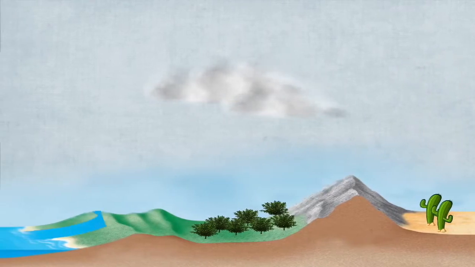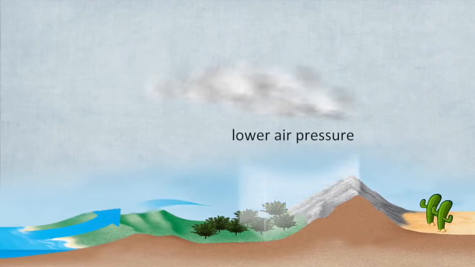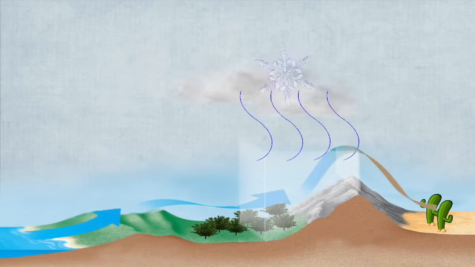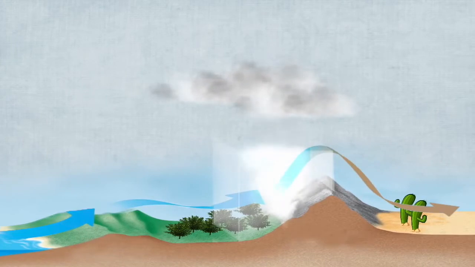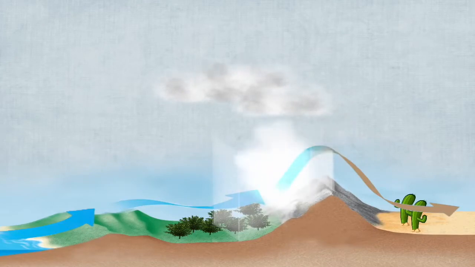When wind flows up a mountain, the air is moving into an area that has lower air pressure, making the rising air expand and cool. When air cools, its capacity to hold moisture in the form of water vapor decreases. Water vapor is the gaseous form of water.